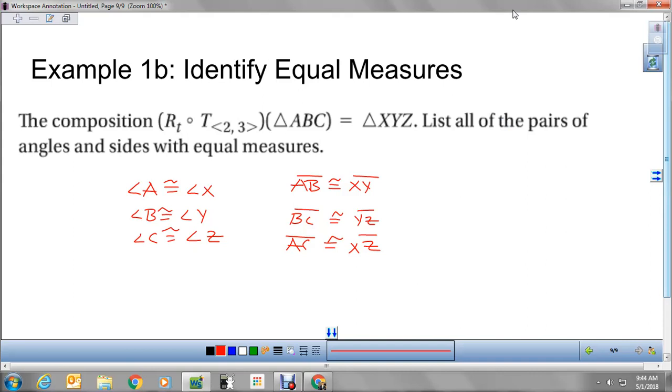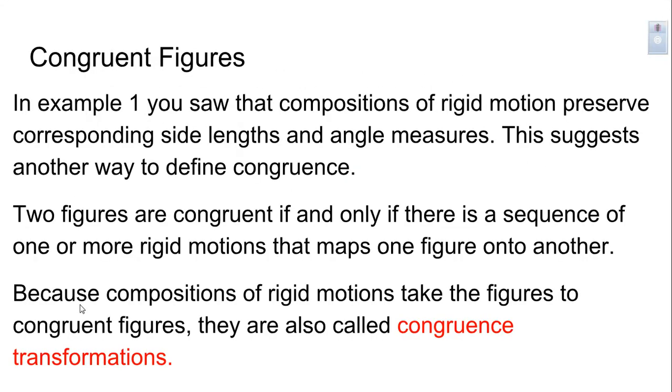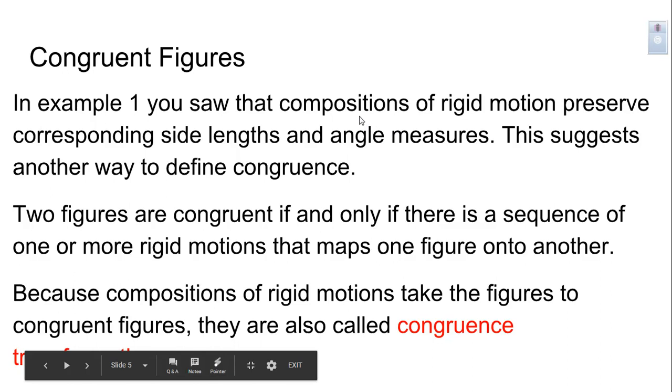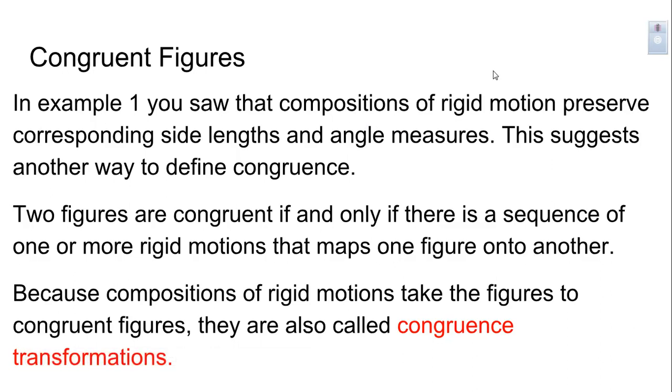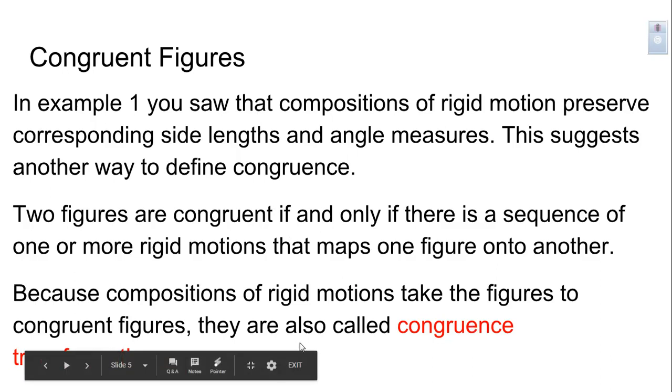All right, so let's take a look here at some definitions. In example 1, you saw compositions of rigid motions preserve corresponding side lengths and angle measures. These are all rigid motions. This suggests that this is another way to define congruence. Two figures are congruent if and only if there is a sequence of one or more rigid motions that maps one figure onto another. Because compositions of rigid motions take the figures to congruent figures, they are also called congruence transformations. So another name for rigid motions is congruence transformations.